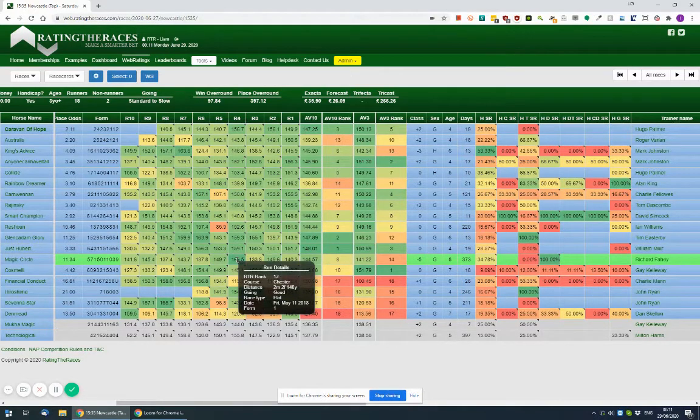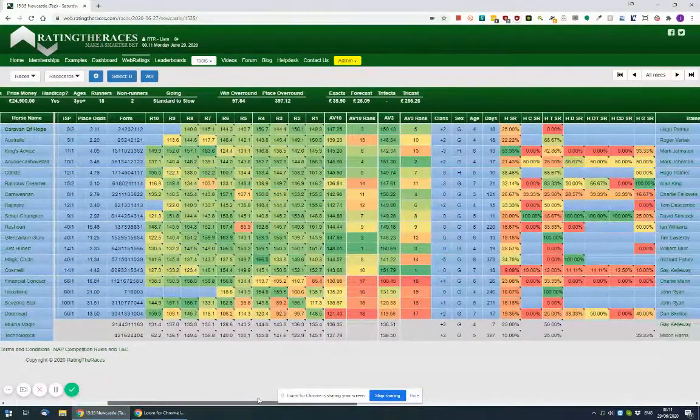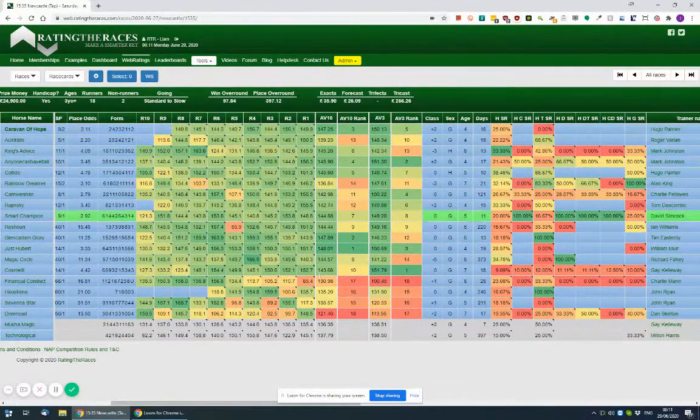For example, Magic Circle's 166.5. That was in the Chester Cup back in May 2018. Is he likely to perform that again? Not really, because none of it is the same. It's on a completely different going, a different course, a different race type. And he didn't reproduce that. He disappointed back in the field, back in 12th position. So that's what the R figures represent.